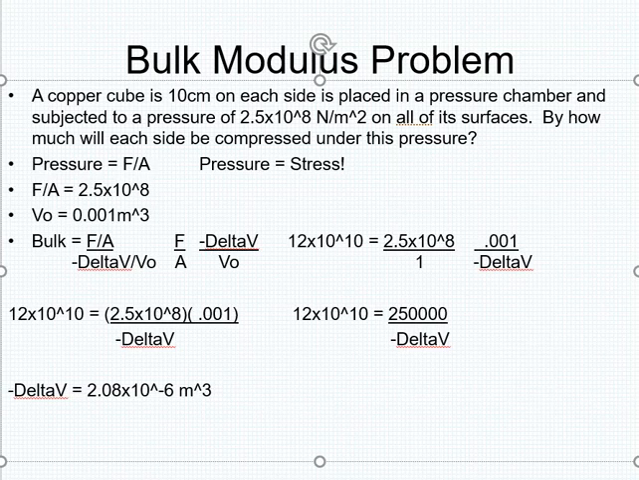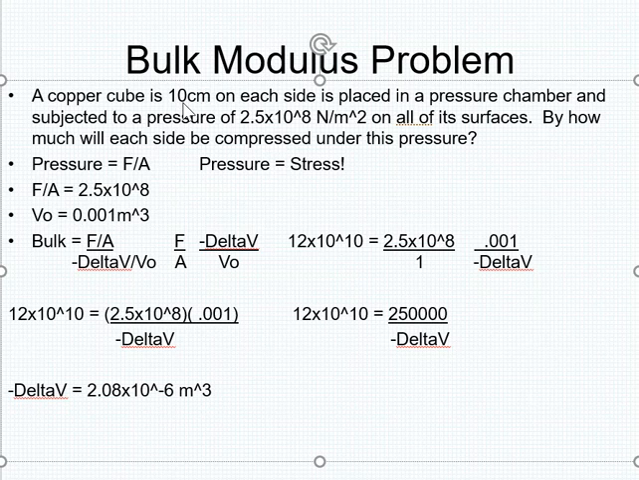Alright, so our last example here. I went through and found a few things for us. I know it's been a kind of long video, but we're just about done. Pressure equals force over area. Well, that means pressure has to be stress, because stress equals force over area. So they're telling us the pressure is 2.5 times 10 to the 8th, so the force over area is 2.5 times 10 to the 8th. We also know V naught: the copper is 10 centimeters on a side, which I changed to meters, 0.01.